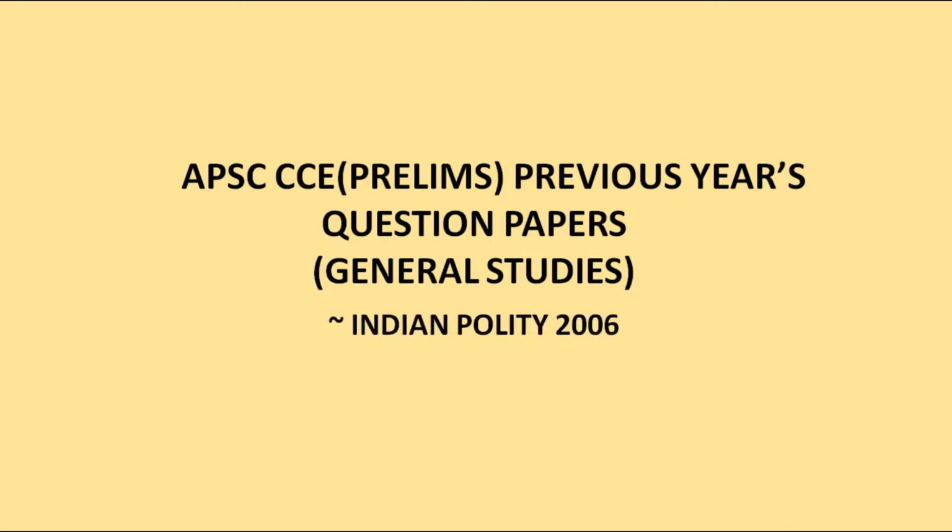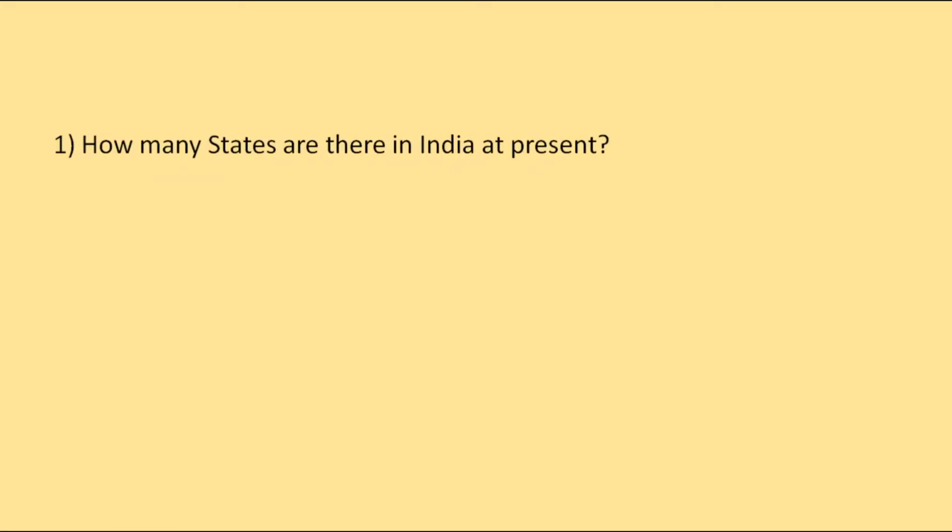Today we will discuss 2006 Indian polity questions. So let's see. The first question is, how many states are there in India at present? Options are 25, 26, 27 or 28. So the correct answer will be 28.